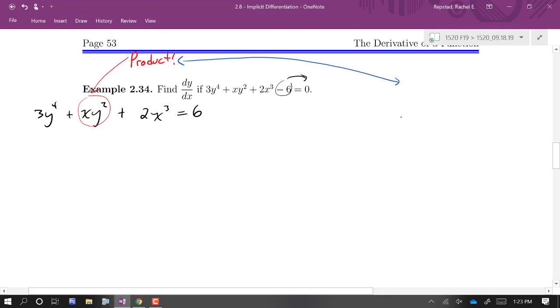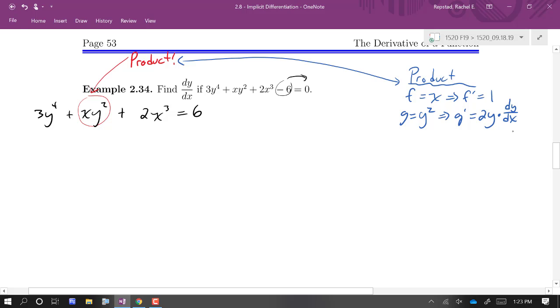So let's do a little side work on that. Our f function could be x. What's f prime? 1. Our g function is y squared. What is g prime? 2y. Okay, I agree so far, plus the derivative of y times dy dx.